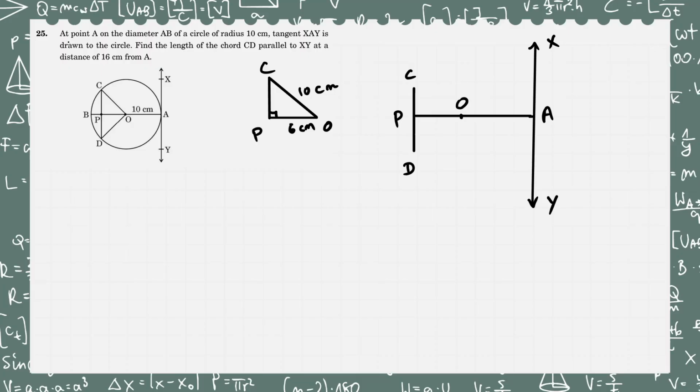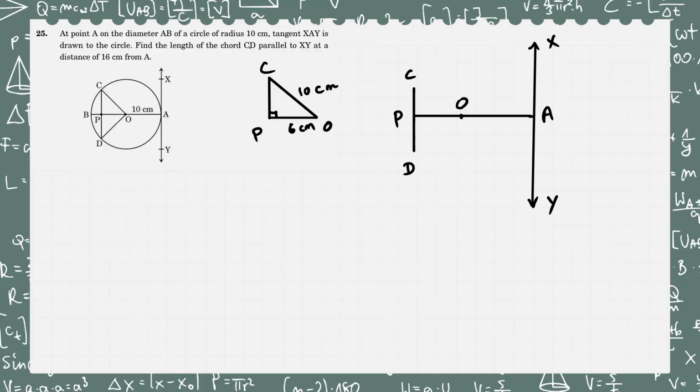Sum 25. At a point A on the diameter AB of a circle of radius 10 cm, tangent XAY is drawn to the circle. Find the length of the chord CD parallel to XY at a distance of 16 cm from A. So, let us try to understand the scenario. There is a circle given whose radius is 10 cm. Okay, and there is a diameter AB drawn to the circle. Okay, so BA is the diameter, and at the point A we are drawing a tangent which is XAY.